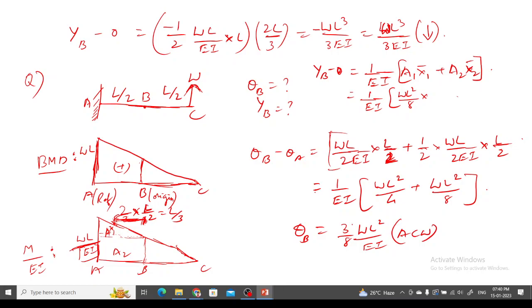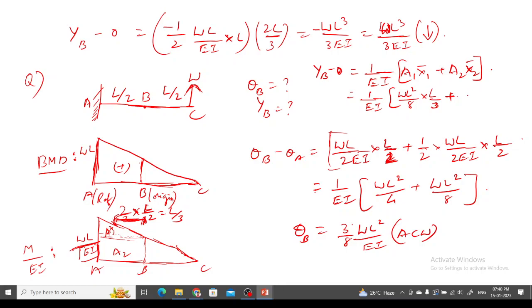Is it fine? See, here I have taken 2/3 of this length, and the total length is L by 2. So 2/3 of this length will be L by 3, so I have to write L by 3 here. And the origin point is point B. Understood now, everyone? Yes, sir.